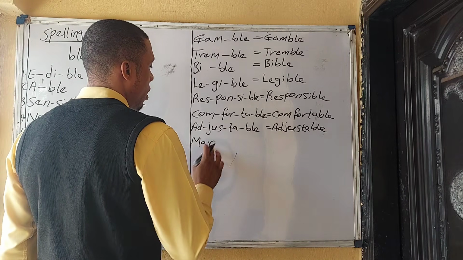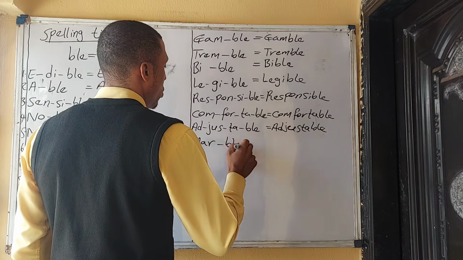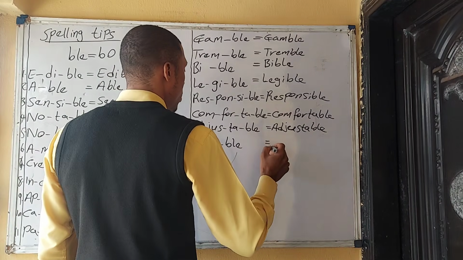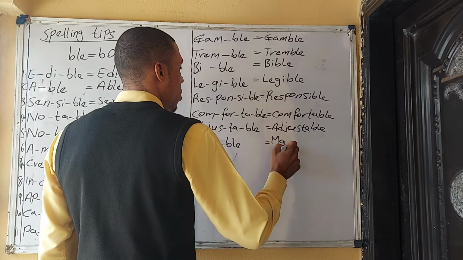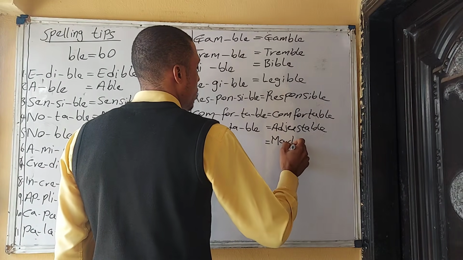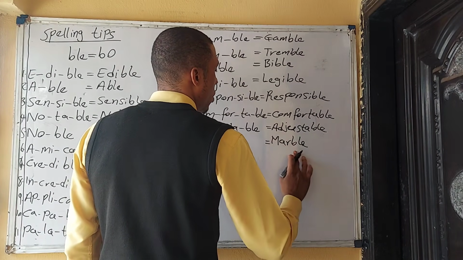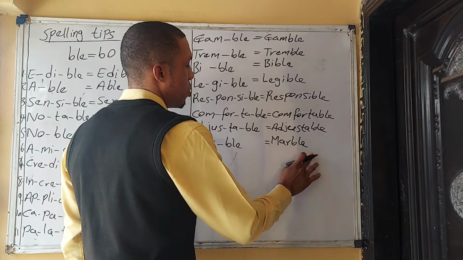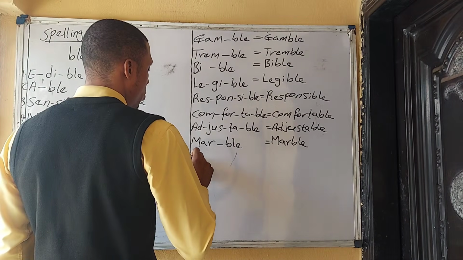Next, we'll have MAR, is ma. Then we have bo. Ma, bo. Then when you bring it together, you have ma, then bo. Marble.